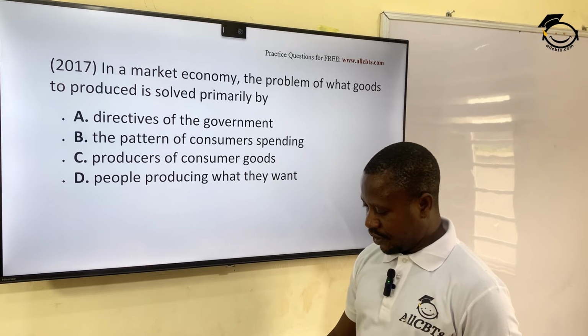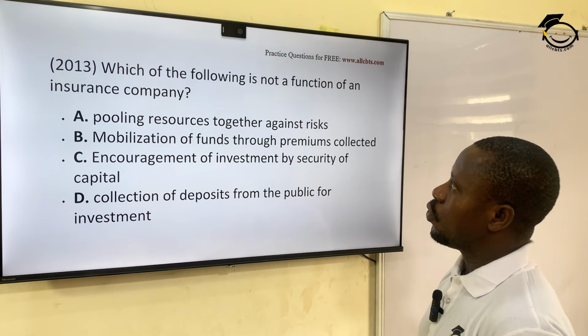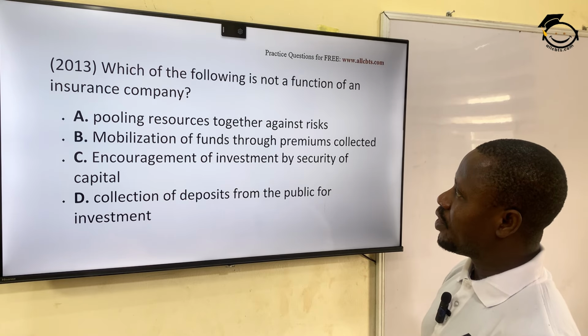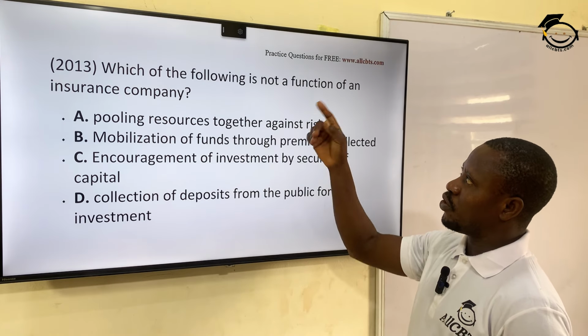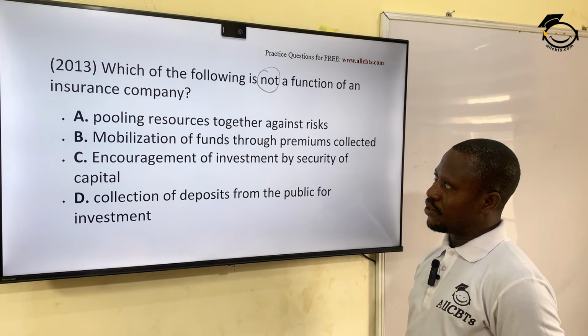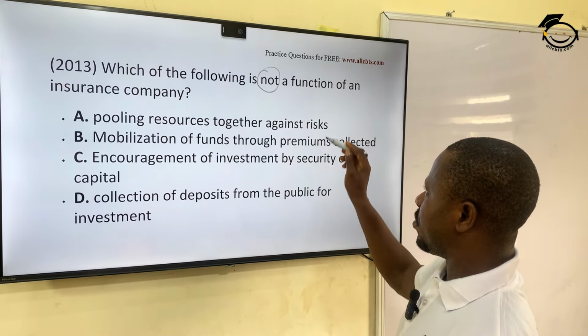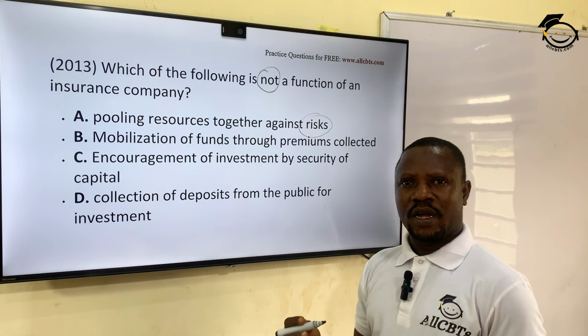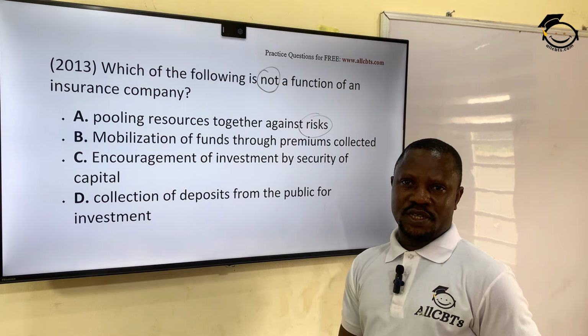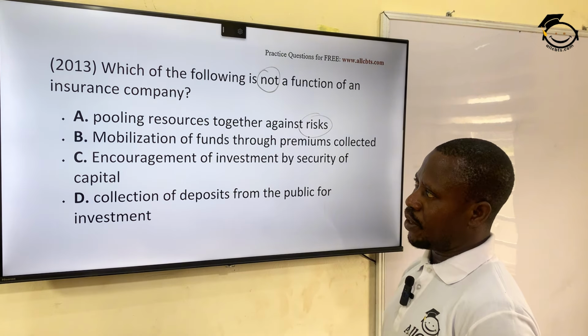Very well. The next question. Which of the following is not a function of an insurance company? Pooling resources together is not, which means all of them are functions of insurance. Okay, only one is not. Pooling resources together against risk. You know that insurance has to do with how to minimize risk or to support risk when they happen. That's what insurance is all about.